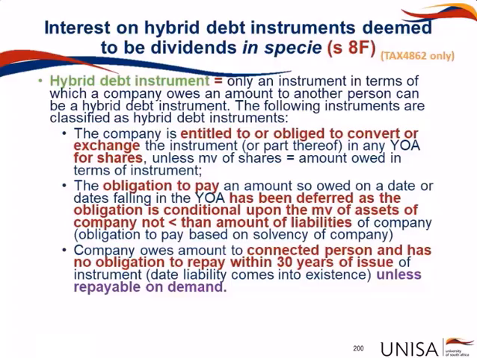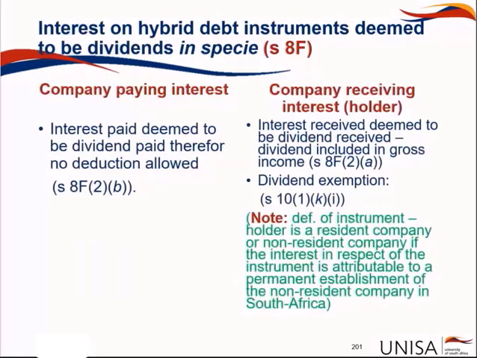So what are the effects of Section 8F for the company paying the interest and for the company receiving the interest? For the company paying the interest, the interest paid is deemed to be a dividend paid, therefore no deduction is allowed in terms of Section 8F(2)(b). For the company receiving the interest, the holder of the instrument, that interest would be deemed to be a dividend received. It would be included in their gross income in terms of Section 8F(2)(a). And then they would get the dividend exemption in terms of Section 10(1)(k)(i).